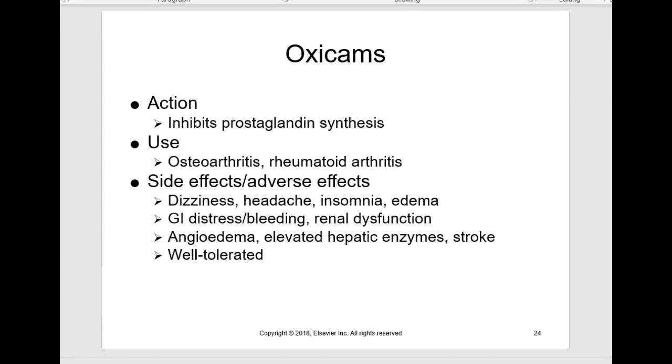Oxicams. For Oxicams, again, first-generation NSAID, meloxicam is your prototype drug that you want to know. It works by inhibiting prostaglandin synthesis. Inhibiting the prostaglandin leads to inhibition of inflammation and pain. Used for osteoarthritis and rheumatoid arthritis. When looking at the adverse effects, edema, GI distress, bleeding, renal dysfunction, angioedema. When you see angioedema, a lot of times we're talking about facial swelling. Elevated liver enzymes are also associated with Oxicams.